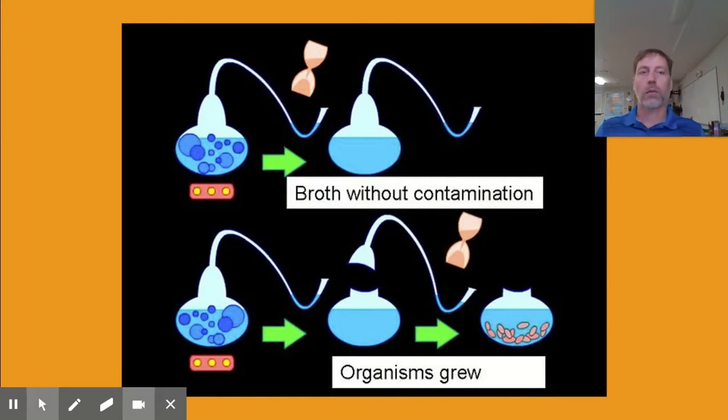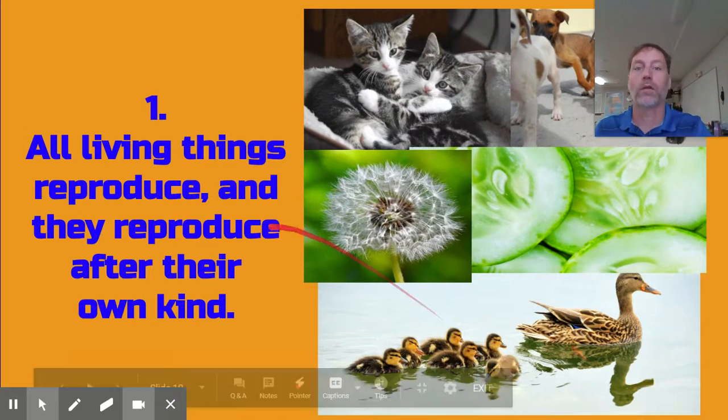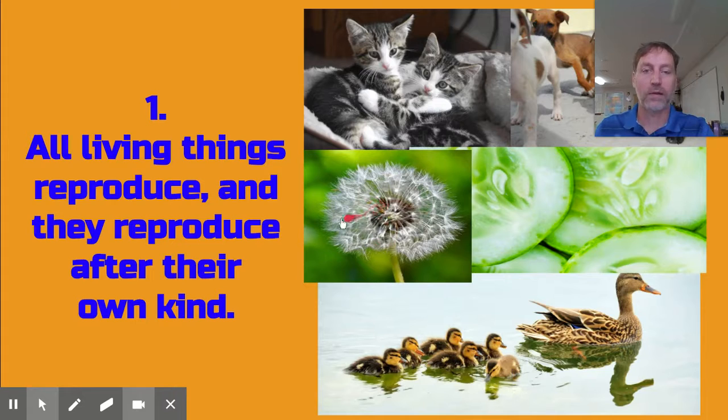So what we're going to talk about is the five things that make living things living things. The first thing is that they all reproduce. All living things make more of themselves, okay? And they make more of themselves that are like themselves, or what's called their kind. They make more of their kind. So cats make kittens, dogs make puppies, flowers make seeds that grow more flowers.